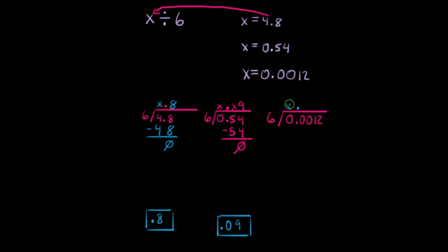6 does not go into 0, it does not go into 0, nor 0 again. 6 does not go into 1, but it goes into 12. 2 times 6 gives me a value of 12, and when I subtract, I'm going to bottom out at 0. So the answer I'm going to write down below is 0.0002. And I can box this up.